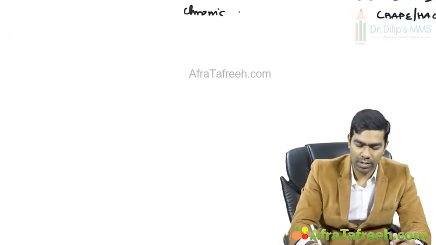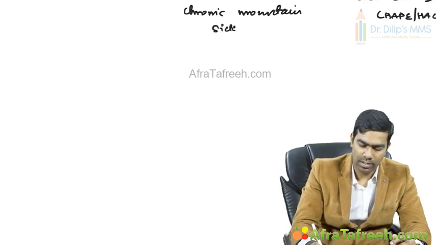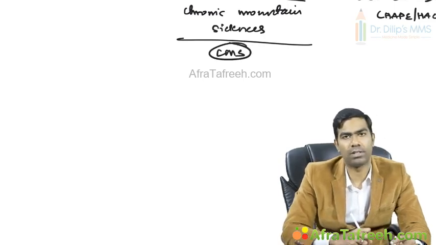Suppose there is another entity called, these are things that are happening acutely, but there is another thing called chronic mountain sickness. That's called CMS. We are going to call it as CMS. So what is going to happen in CMS?